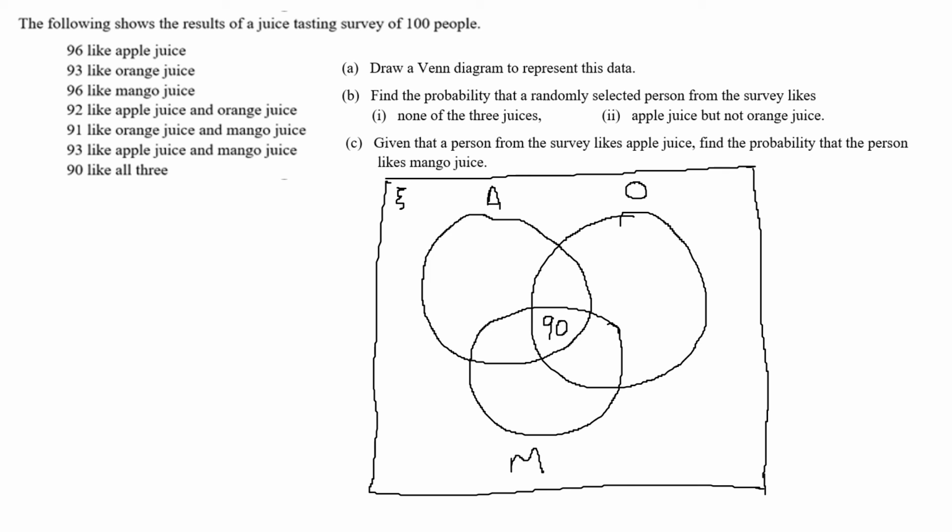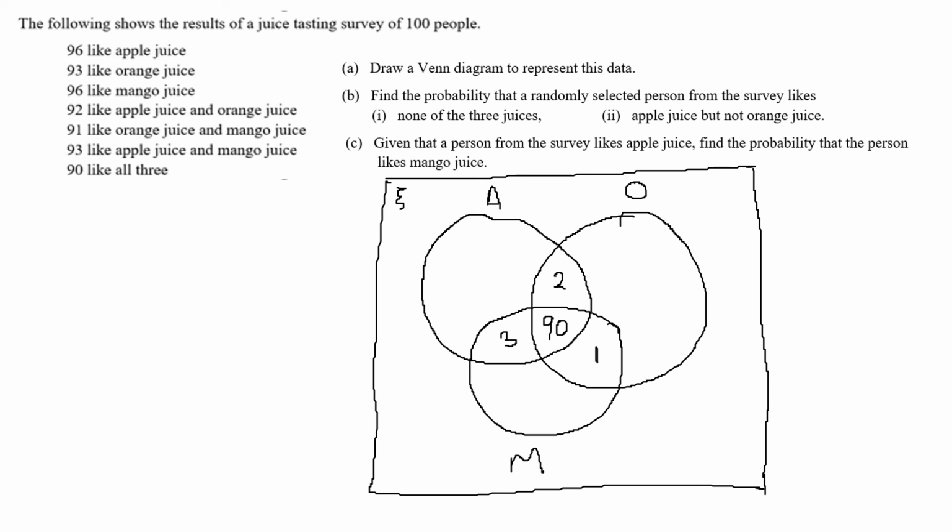Right, 93 like apple juice and mango juice. So 90 of those people like all 3. We're interested in this area here where the apple and mango intersect. So we've got 93 altogether, so we can pop another 3 people in there. 91 like orange and mango, so we've already got 90 in there, so we're going to put another 1 person in there. And then 92 like apple and orange, so we'll put 2 people in there.